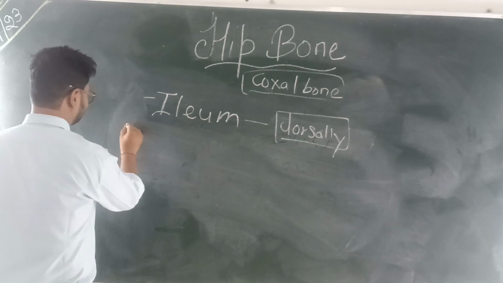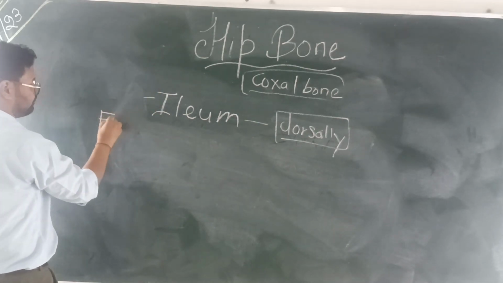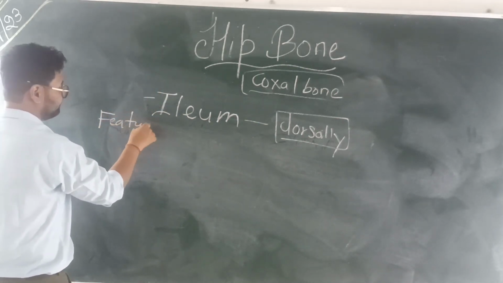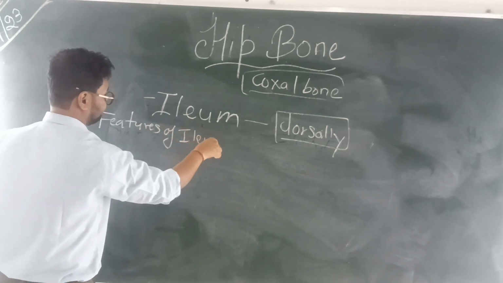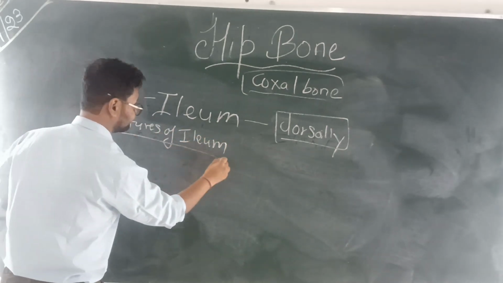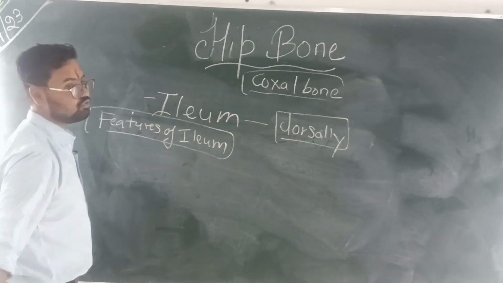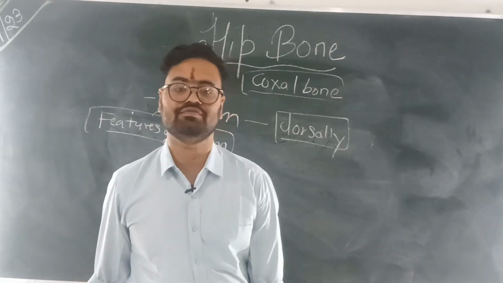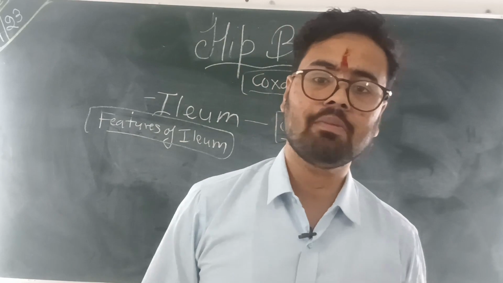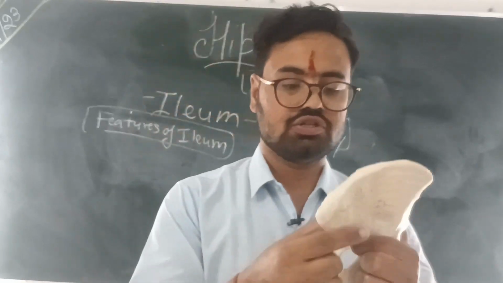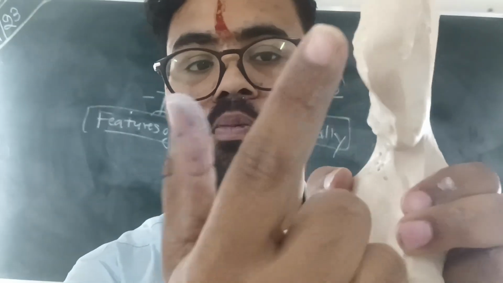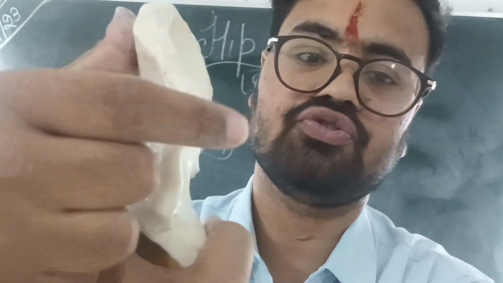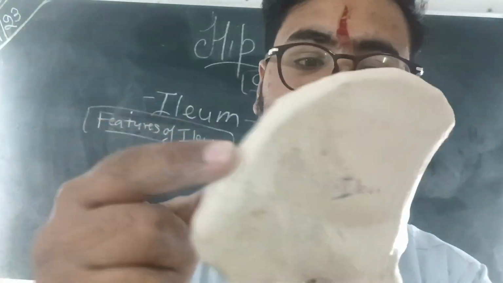Let us talk about the features of ilium. Before starting the features of ilium, we will discuss some nomenclature of this bone. So this is the ilium. This portion is the posterior side and this portion is the anterior side of the ilium.